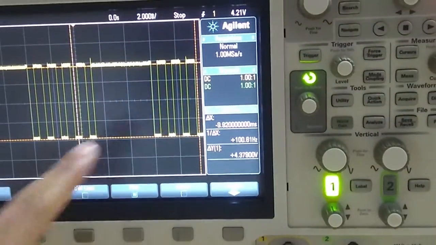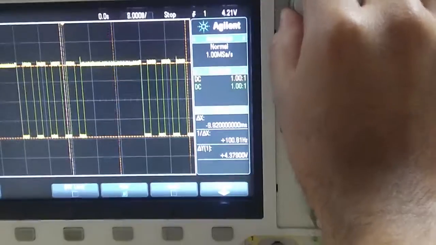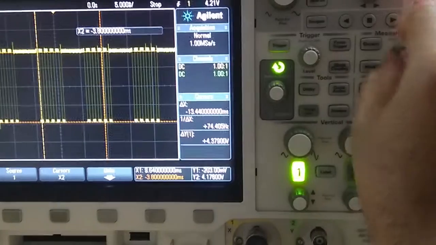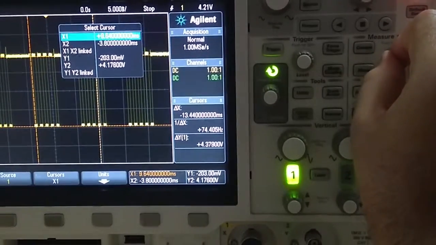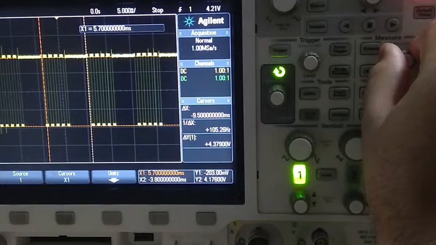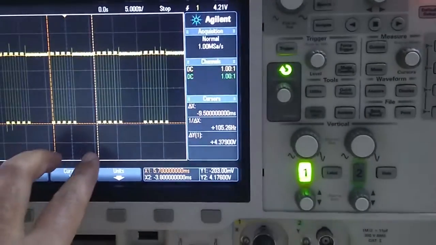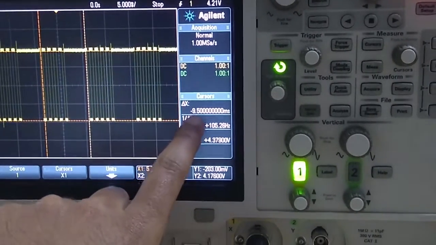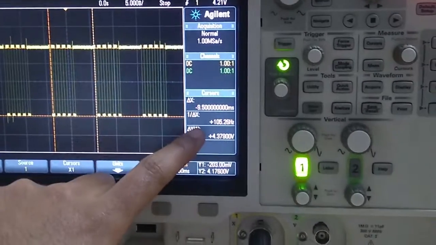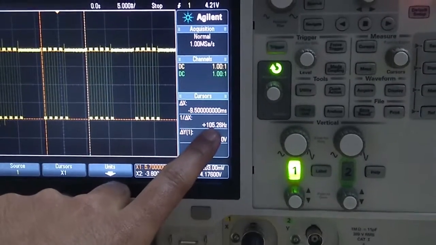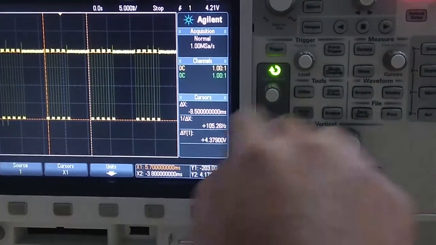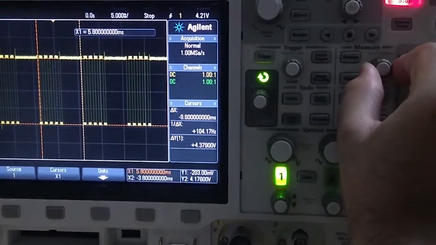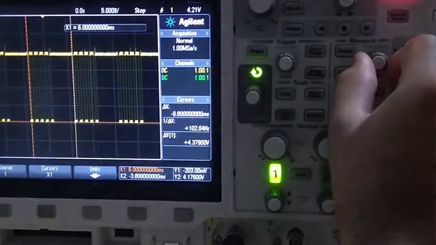Alright, first of all I'm going to show you the cursor values. As you can see, if I'm taking one cycle of our signal, we are getting delta x as 9.5 milliseconds, and when we take the reciprocal, we are getting the message signal's frequency, which is approximately 100 hertz. If I shift it slightly, we're going to get exactly 100 hertz, which was the message frequency.